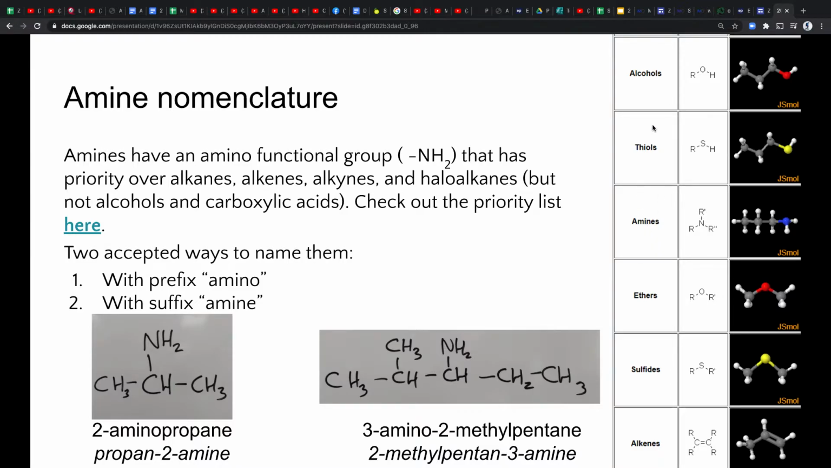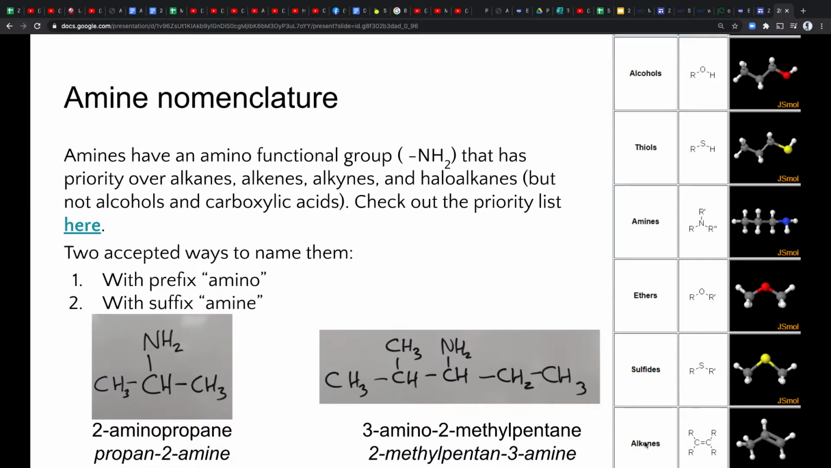So if there was an OH group on a molecule and an NH2 group, the OH group would have priority. We would want to number the carbon chain from the end closest to the OH group, not the NH2 group, and that's what I've specified here. Amines have priority over some functional groups, but not alcohols and carboxylic acids. And you can see alkenes are down here. So if you open up the link and view the whole list, you'll get a better idea of where all these functional groups sit in relation to one another in terms of priority.